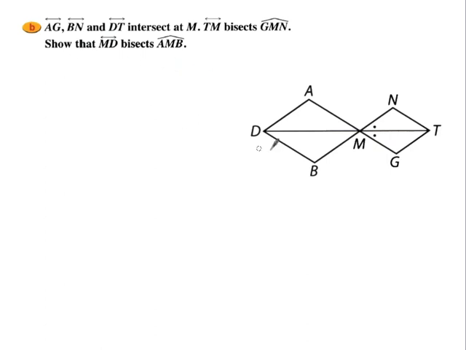Okay, what does it say? It says AG and DT intersect at point M. TM bisects GMN. Show that MD bisects AMB. This is the easy question. Why? If you remember vertical angles in intersecting lines. So this angle is the same as this angle. Another color. Let's choose NMT, so this angle and this angle are congruent. If this bisects, so this must bisect AMB. Why? They are congruent angles already. So they are congruent too.